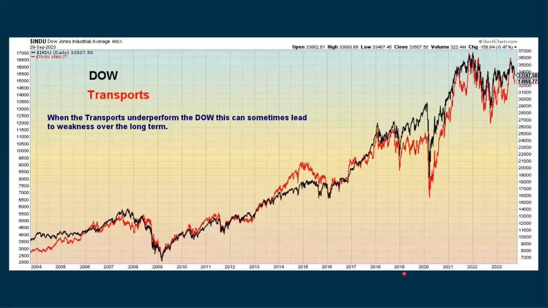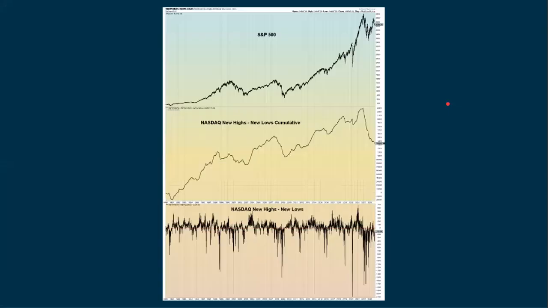Then we look at the Dow and the transports. The transports are the red line. When they're underneath the black line, which is the Dow, that means the transports are underperforming. In a good solid environment, we want to see the red line above the black line.